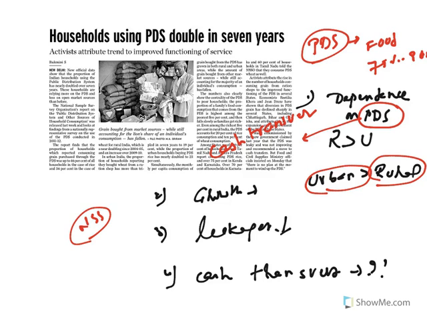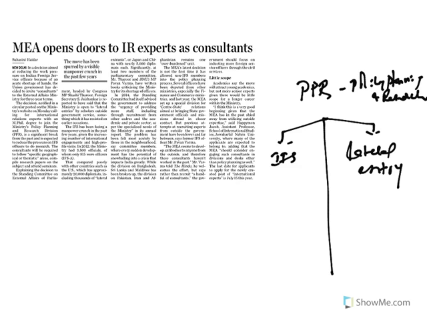So why has access to PDS increased in the country? The reason is decreased leakages. One of the reasons why cash transfers are argued for is the leakages in the system, but it shows that the leakages have come down drastically. We will have to see how the cash transfers will handle this.